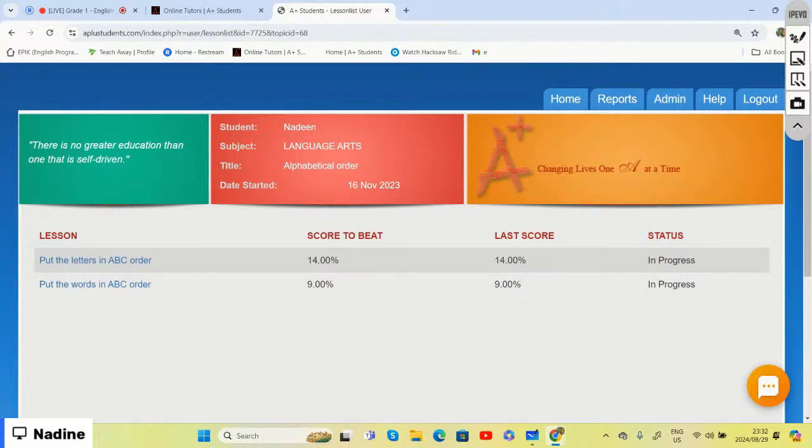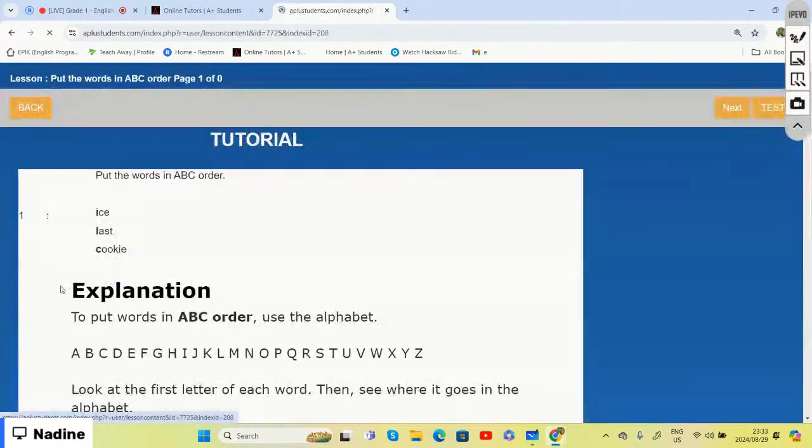All right. So now we're going to the next one where we need to put the words in ABC order. In order for us to put words in ABC order, we need to use the alphabet, which is A to Z.